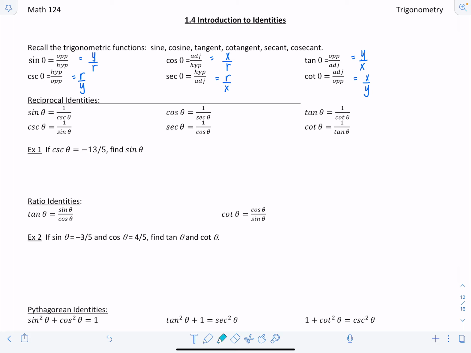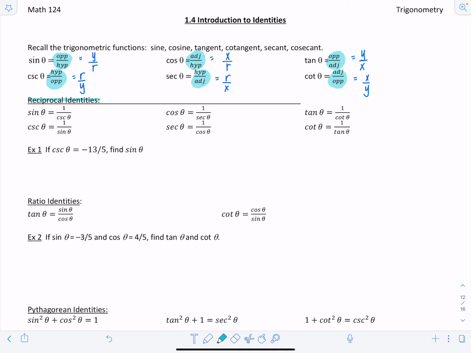If you'll notice, the ratio sine theta and cosecant theta are reciprocals, right? Meaning the numerator and the denominator are switched, flipped, 1 over. That's how you get it. Same thing for cosine theta and secant theta. And same thing for tangent theta and cotangent theta. So that leads us here to the reciprocal identities.